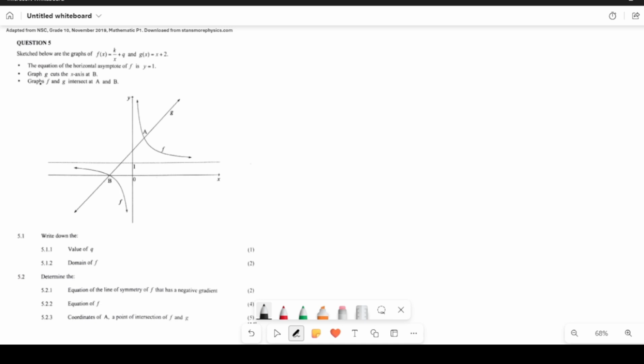And the graph of g cuts the x-axis at b. So that's the x-intercept of this graph g, of the linear graph. Graphs f and g intersect at a and b. Okay, so the value of q should be 1, right? The value of q should be 1 because it's the horizontal asymptote.